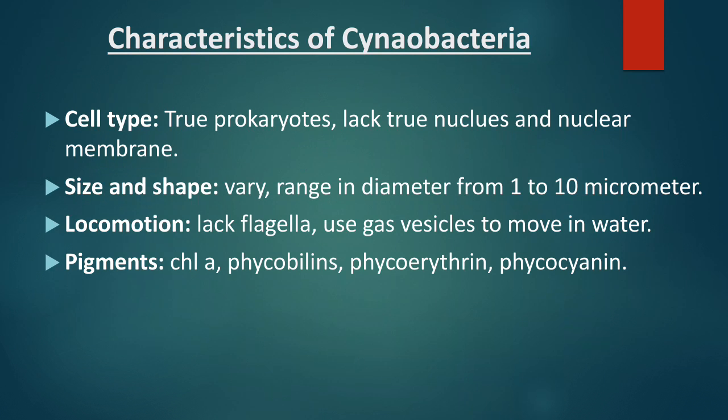Characteristics of cyanobacteria. Cell type: true prokaryotes, lacking a true nucleus and nuclear membrane. Size and shape: they vary in size and range in diameter from 1 to 10 micrometers. Locomotion: they lack flagella and use gas vesicles to move in water. Pigments: chlorophyll a, phycobilins, phycoerythrin and phycocyanin.